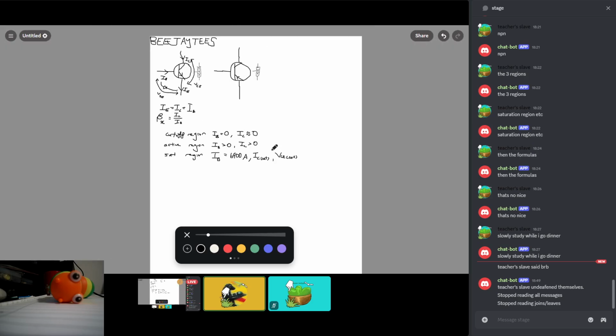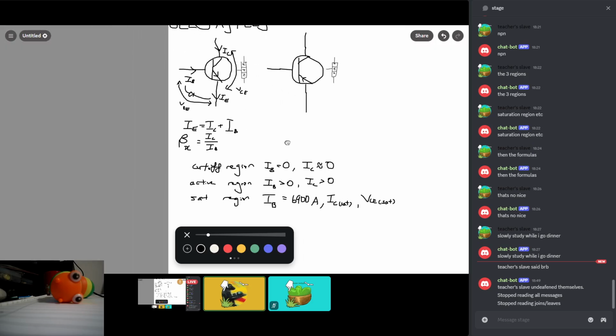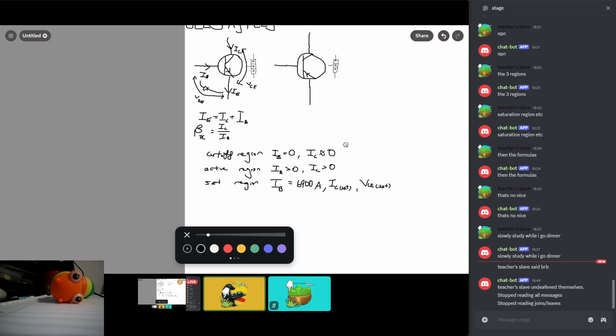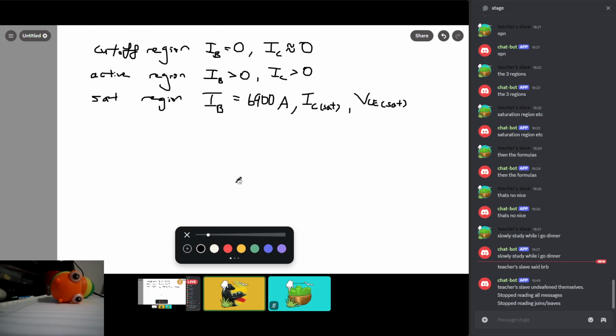Yeah, something like that, pretty much. So that is all to transistors, I think. Yeah, pretty much. So let's move on to something called the Darlington pair. Okay, so what is the Darlington pair?